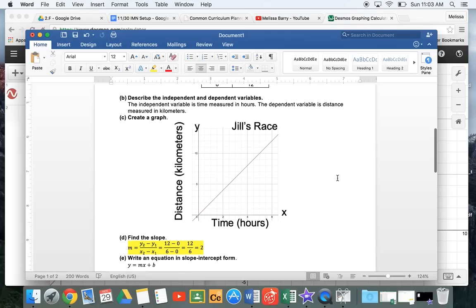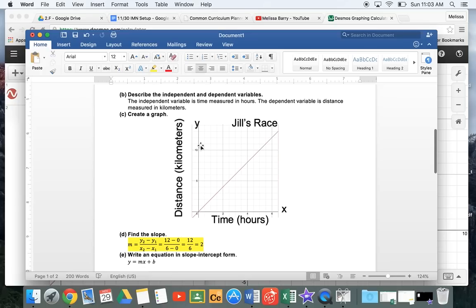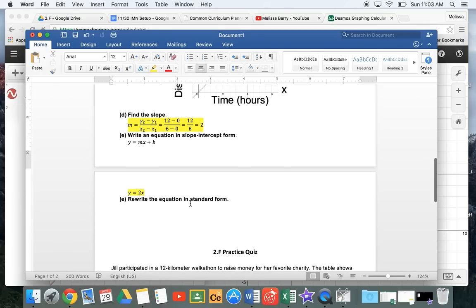Okay, so that's what the graph looks like. And you will be given just a plain grid on the quiz. You won't be given anything to work with. And then it says finally down here to rewrite the equation in standard form.